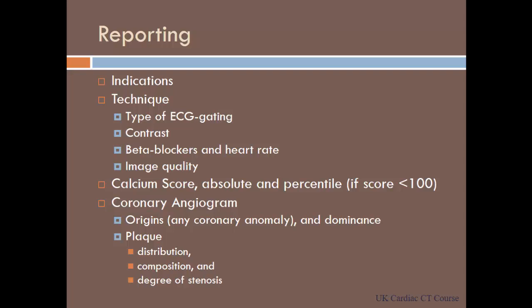Then if you've done a calcium score, you describe the calcium score in terms of its absolute value. I give the percentile only if the score is less than 100. Otherwise, with a score of 100 or more, I take it as a significant score or a high risk score based on the evidence we have. Then we come to the coronary angiogram. You describe the origins of the coronary arteries, the dominance. Then you describe the plaque in terms of its distribution, composition, and degree of stenosis, like how we have gone through.